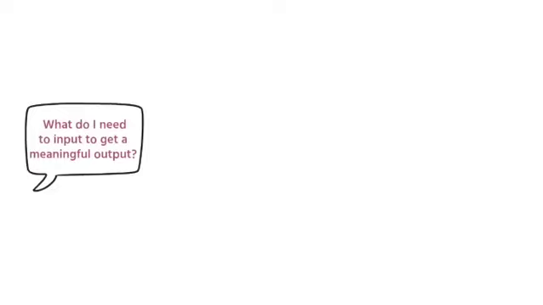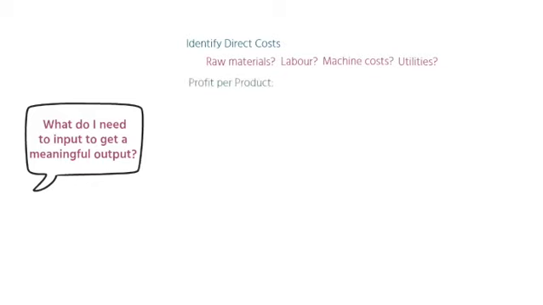To be able to provide the answer to how much profit is being contributed by any given customer, or any given product or process, you need not only set up your chart of accounts and analysis codes correctly, you also need to be able to identify the direct costs with these analysis codes. These are typically raw materials and labour, but could also include machine costs and utilities.